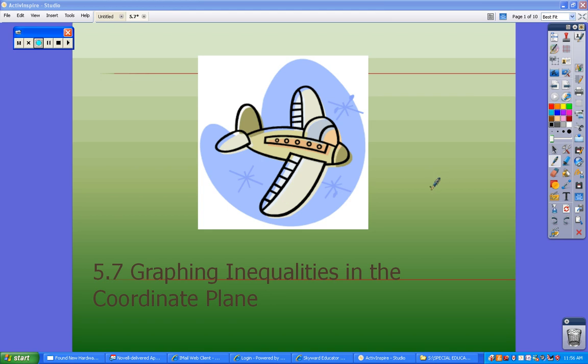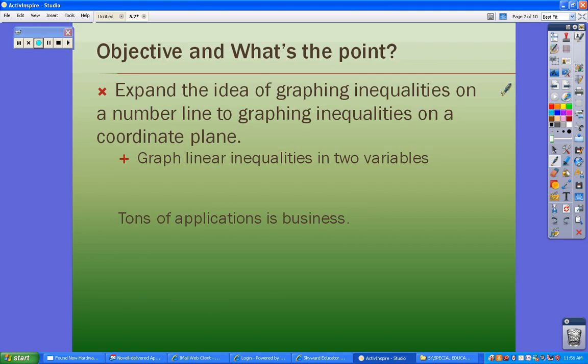These are your notes for section 5.7, graphing inequalities in the coordinate plane. Basically, today we're going to take that idea of graphing inequalities on a number line and expand it to involve the coordinate plane, your XY grid. We're only going to be dealing with two variables today.